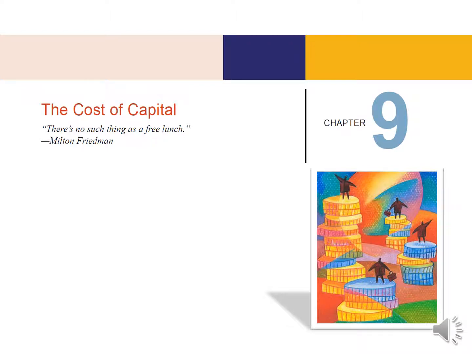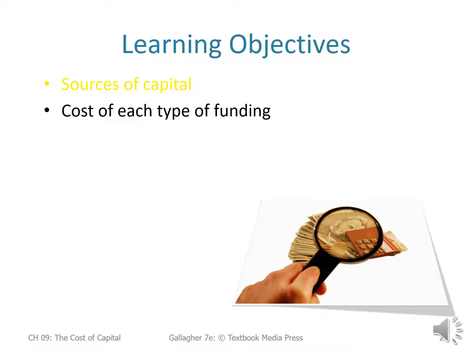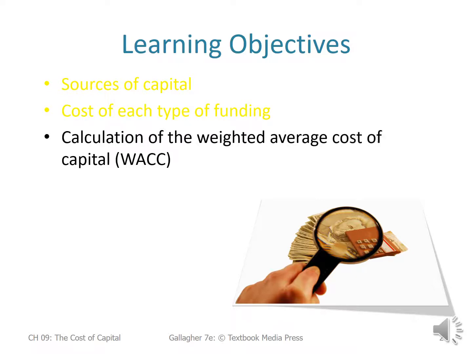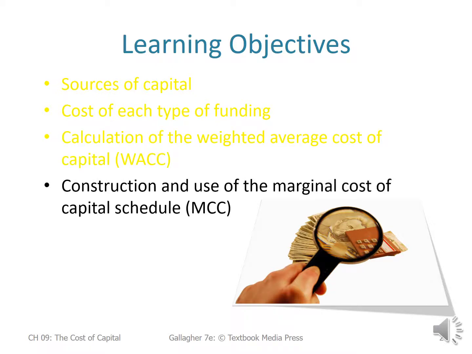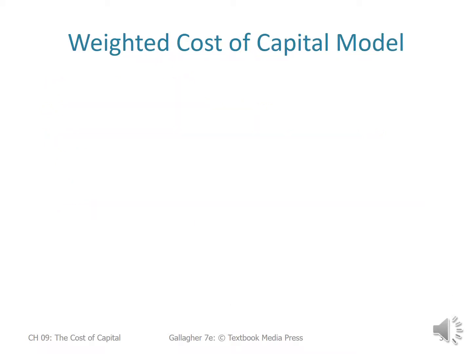Hello everyone, and in this module we study chapter 9, the cost of capital. The learning objectives include sources of capital, cost of each type of funding, calculation of the weighted average cost of capital, construction and use of a marginal cost of capital schedule, weighted cost of capital.